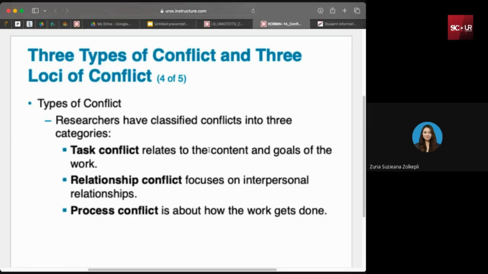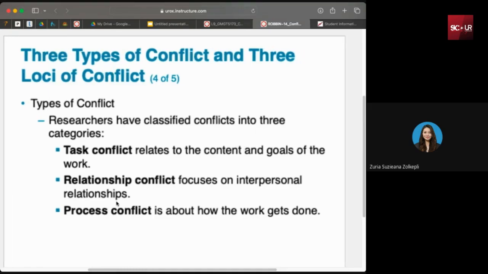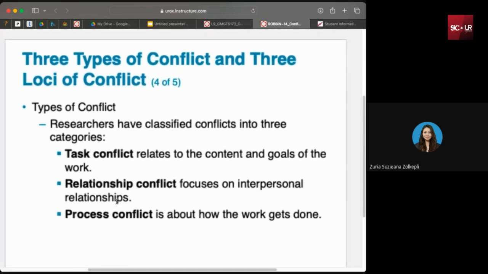So that one is task conflict, means that in terms of the content and goal of the work, of the task itself, so you have disagreement about what kind of output that you want, what kind of outcome ataupun goal, aim and so on. Okay, tapi it doesn't mean if we are fighting about how to do it, that one is process conflict. Okay, process conflict, how to get the work done. Okay, so maybe here it includes structure, right?